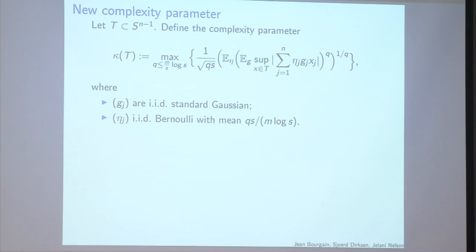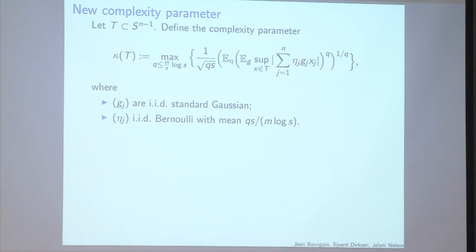Okay, so here's the new complexity parameter, and this will look a little bit funky. So let me first of all explain what all these elements are. So these G_j's are IID standard Gaussians. These eta_j's are IID Bernoulli variables with mean QS over M log S. Okay, and this Q is a parameter ranging between 1 and M over S log S. Then we do the following.